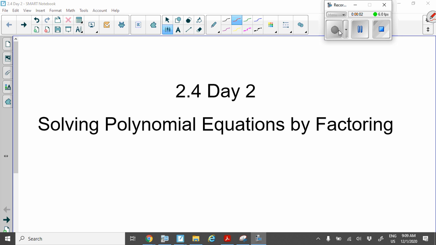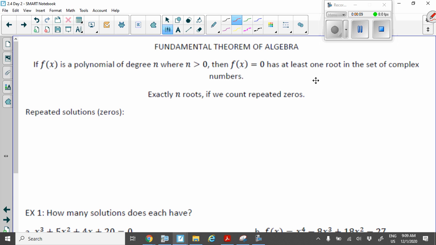Hey guys, so here's the notes for 2.4 day 2. We are now going to solve polynomial equations by factoring. Now, before we do that, we need to talk about the fundamental theorem of algebra.